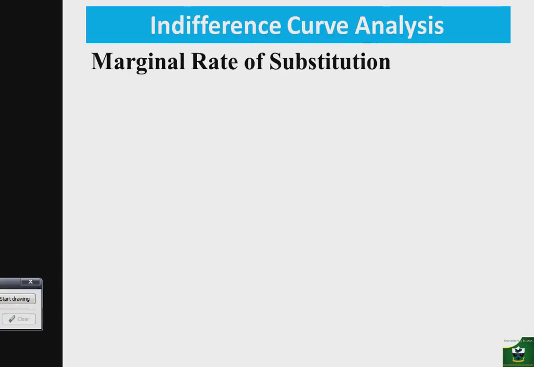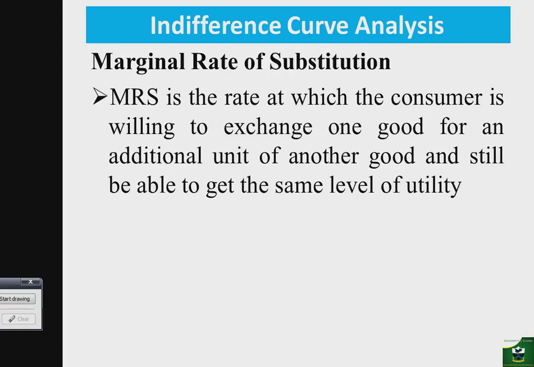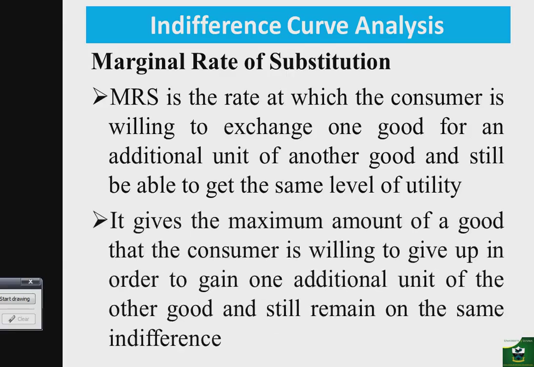Okay, so let's look at the marginal rate of substitution, which is the rate at which the consumer is willing to exchange one good for an additional unit of another good and still be able to get the same level of utility. Given the commodities X and Y, the marginal rate of substitution will tell us how many units of Y the consumer will need to give up for him or her to get more of good X. In other words, it gives the maximum amount of a good that the consumer is willing to give up in order to gain one additional unit of the other good and still remain on the same indifference curve.